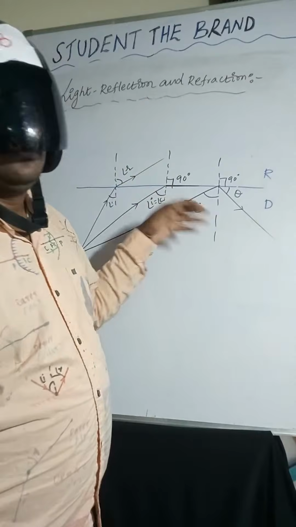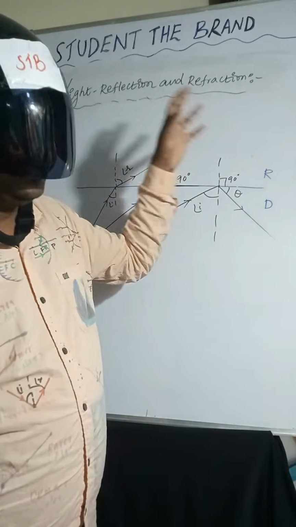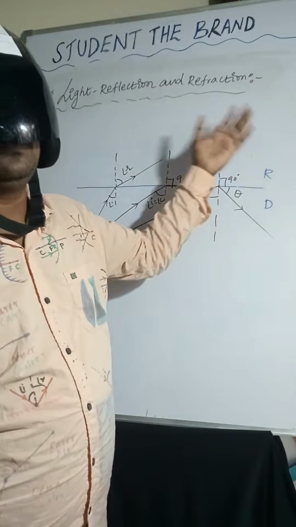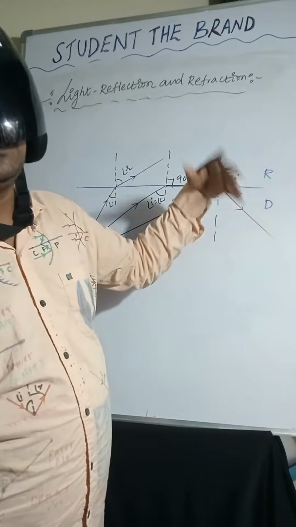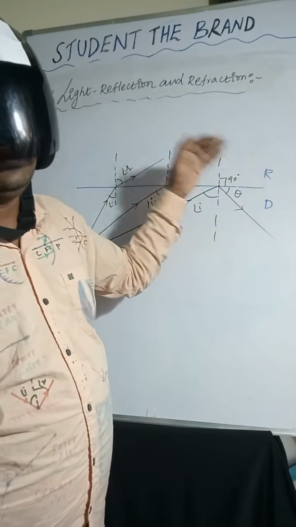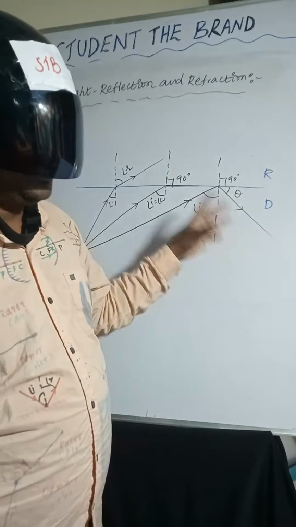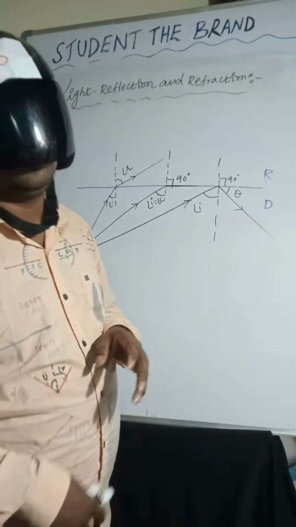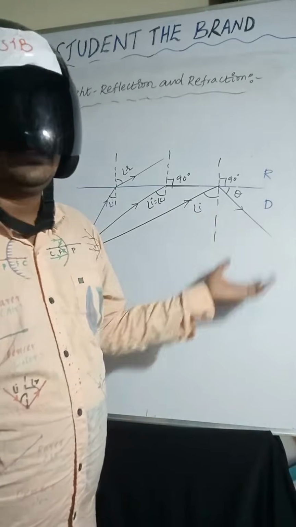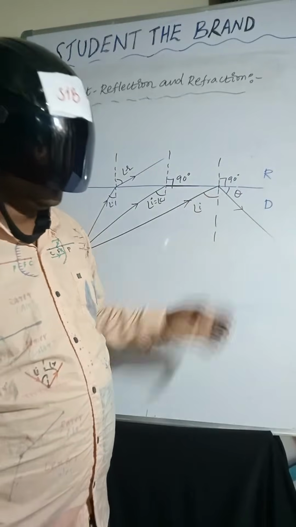So here again, the light ray is passing from denser to rarer. If the refracted ray makes more than 90 degrees, or the angle is more than the critical angle, then the light ray will reflect back into the same medium. So this is called total internal reflection. Total internal reflection takes place. Okay, so next one.